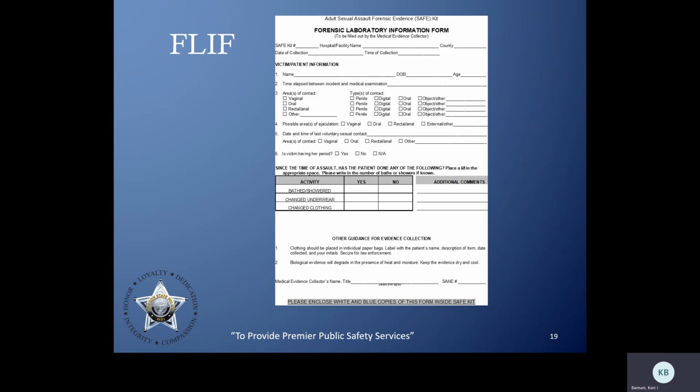Possible areas of ejaculation are very helpful to know as well, because that can impact how that evidence is directed through the DNA analytical process. And the other piece of information that's very helpful is this here. What is the date and time of last voluntary sexual contact? Is there another individual or individuals who may also have contributed DNA to the patient but are not perpetrators in the incident?